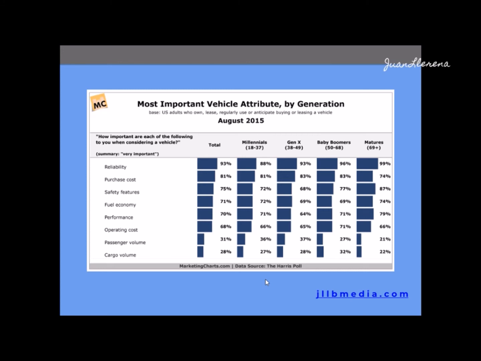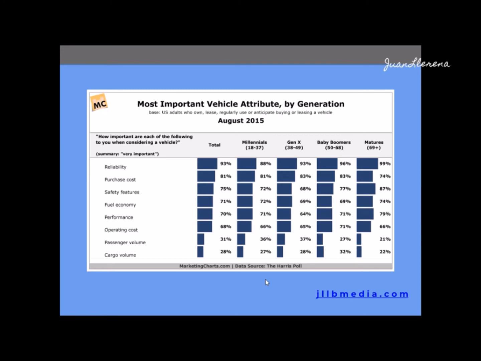Among these groups, the group that has the most concern about safety features is again the matures, and we probably understand why. On performance, again, the matures lead that vehicle attribute, but following after them we have a tie between the millennials and the baby boomers with 71% for performance.